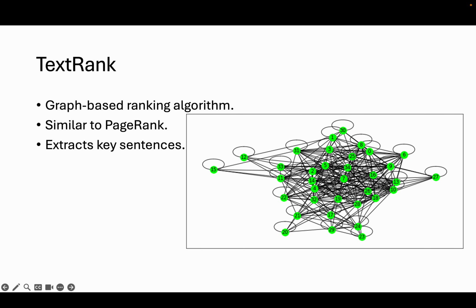TextRank is a graph-based ranking algorithm similar to Google's PageRank. It builds a graph of sentences where the edges represent sentence similarity. So by ranking the nodes, or sentences, in the graph, it extracts the most important sentences for summarization.